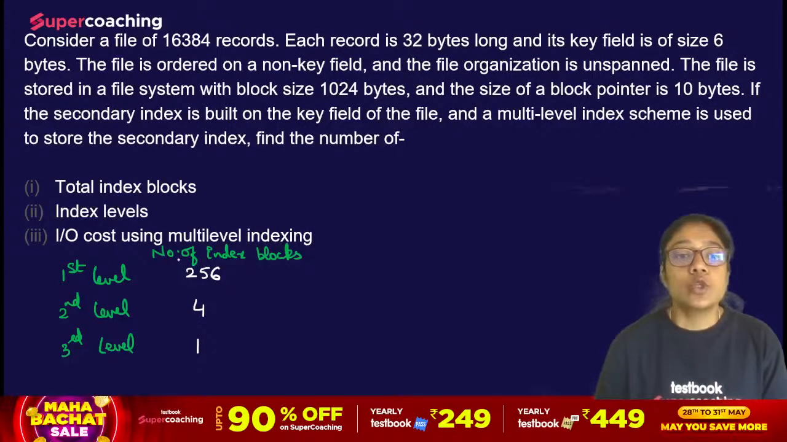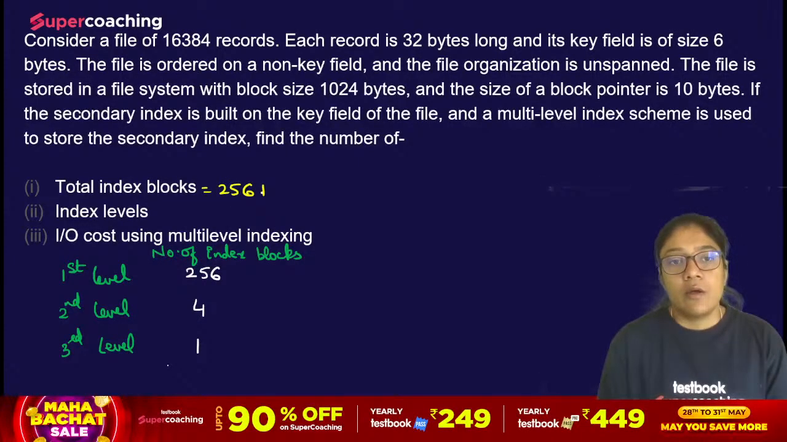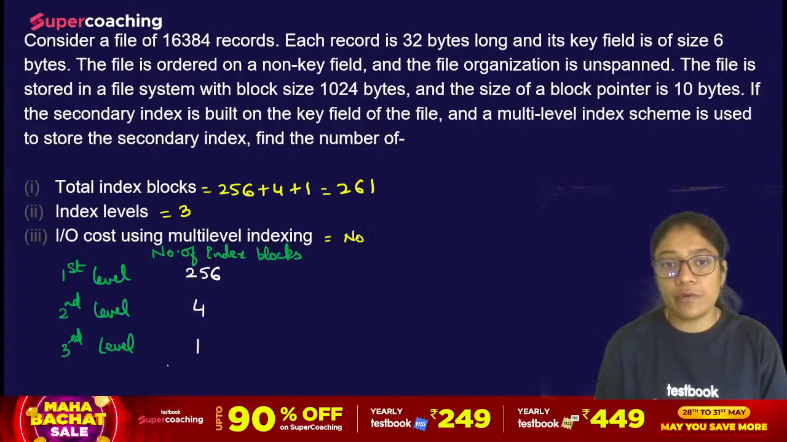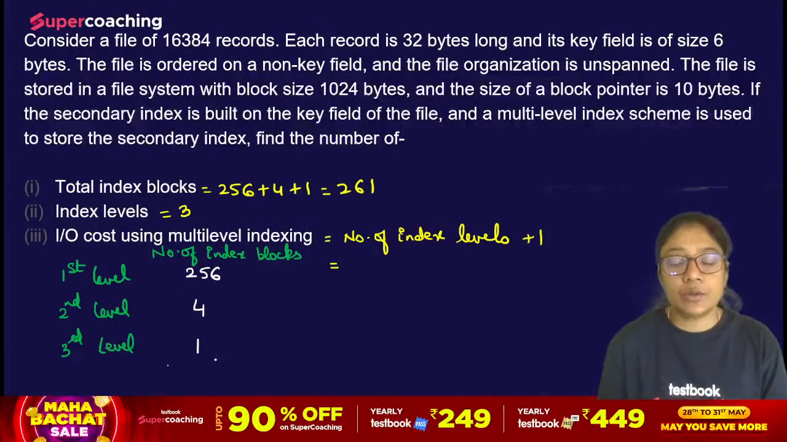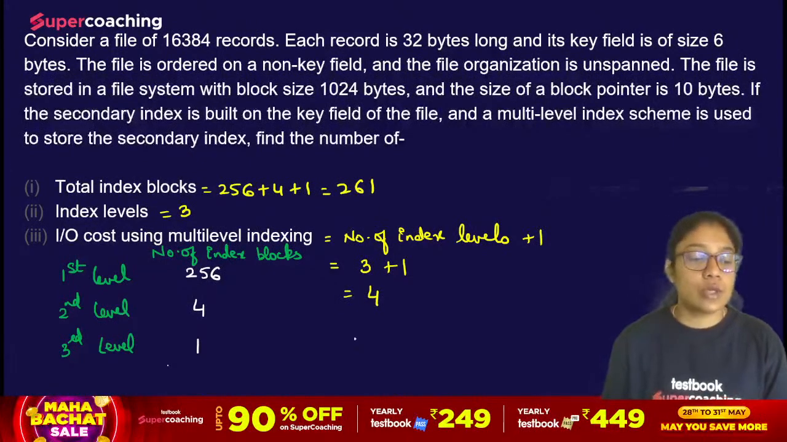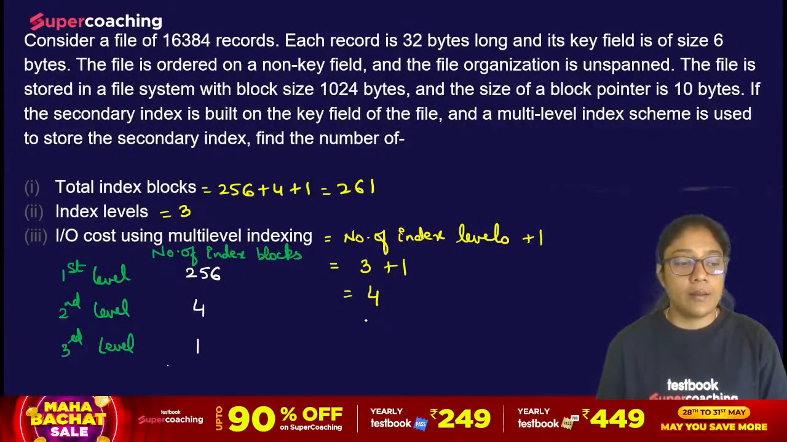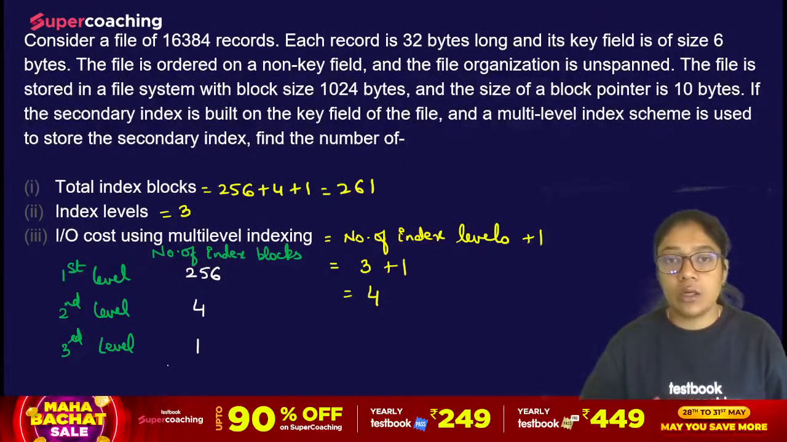So we'll stop here. So total number of index blocks is nothing but 256 plus 4 plus 1, that is equal to 261. Number of index levels, 3 levels are there, that is 3. IO cost using multi-level indexing is nothing but number of index levels plus 1. So here we are getting 3 levels of index, so that is 3 plus 1. So IO cost using multi-level indexing will be 4. Make sense? So this is all about the multi-level indexing.